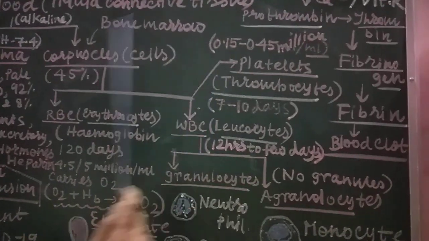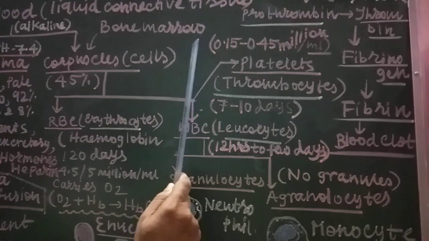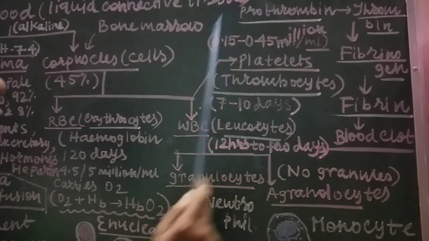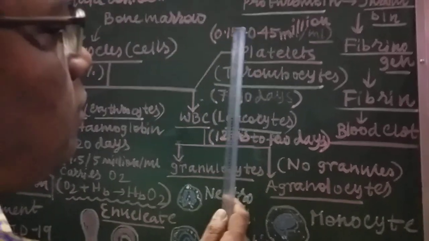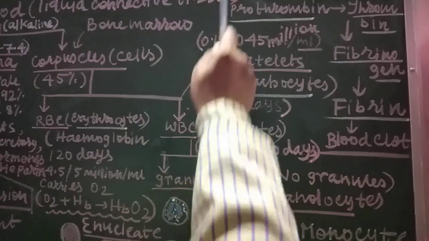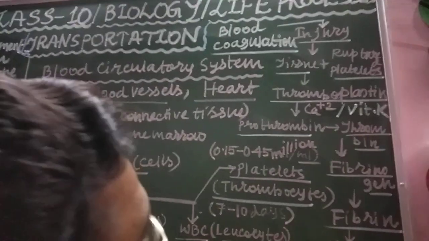They are also known as thrombocytes. How much is their amount? 0.15 to 0.45 million per ml of blood. They mainly help in the blood clotting process. Blood clotting or blood coagulation, here is the scheme of how blood coagulation is done.